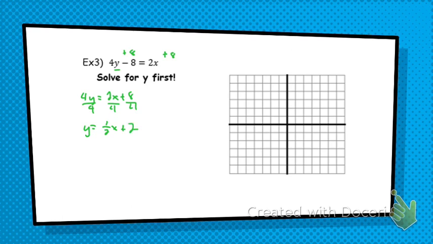And now y is by itself, so I can plot my y-intercept. I'm going to go up 2. So that's, or not up 2, that's my y-intercept at (0, 2). And then from here I'm going to rise 1, run 2, and I get another point on my graph, which should give me something like this. All right, and that's just a quick linear review.